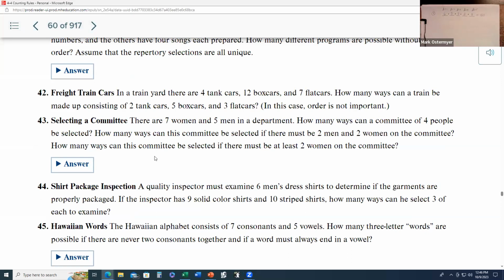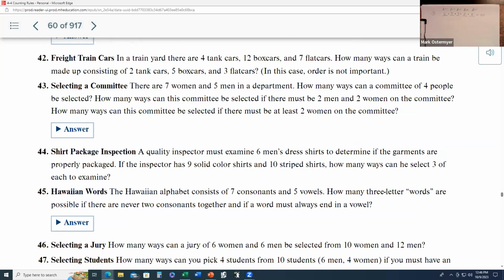From 43 here, I'm going to have you try this one for classwork number 1, number 43. Selecting a committee. If there are 7 women and 5 men in a department, how many ways can a committee of 4 people be selected? How many ways can this committee be selected if there must be 2 men and 2 women on the committee? How many ways can this committee be selected if there must be at least 2 women on the committee?